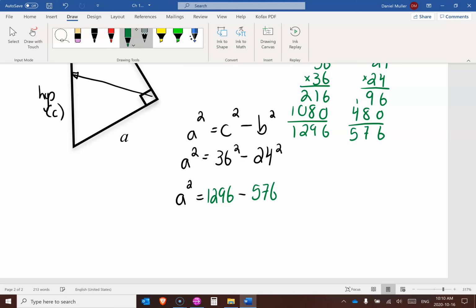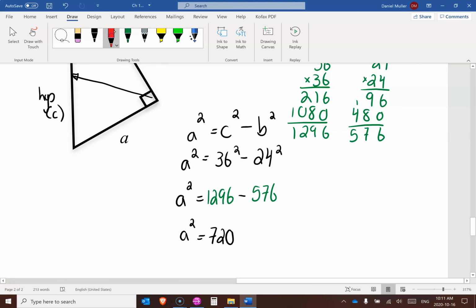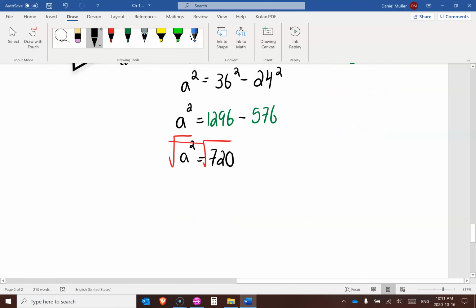So the gap between there is 720 maybe? Yeah, 720. So then you can square root both sides. That will cancel. And so a is equal to plus or minus, but we're only going to do the plus, square root of 720.